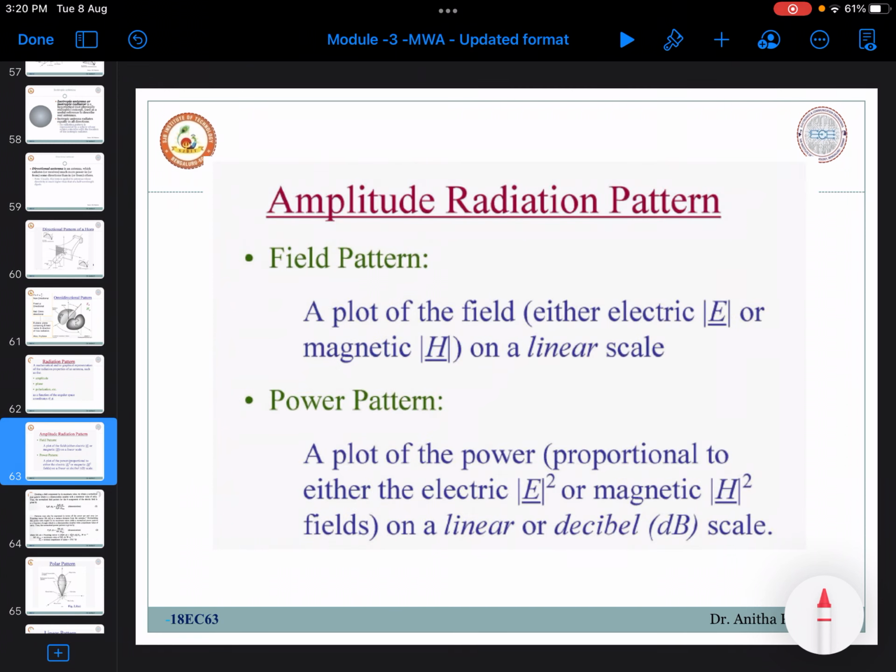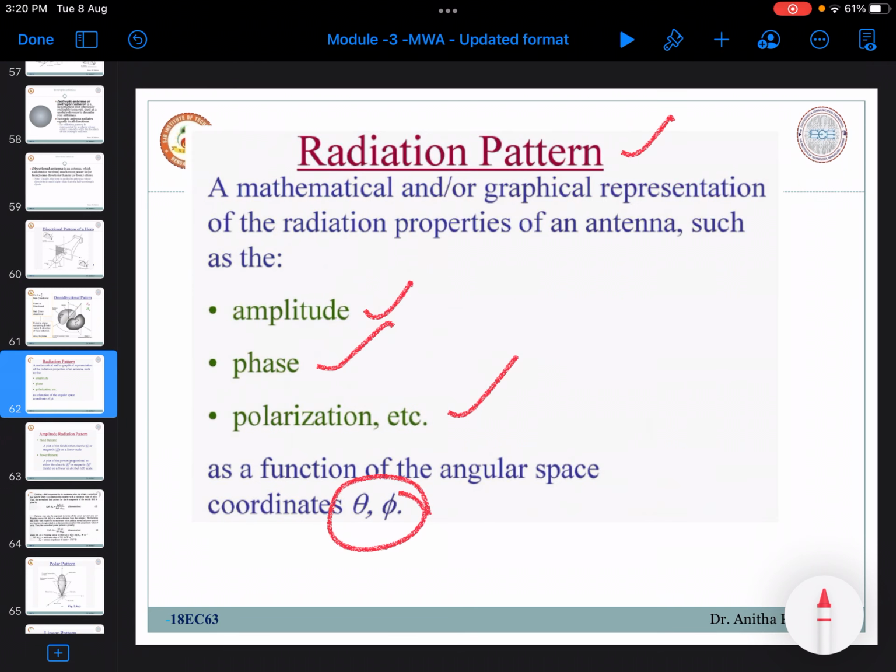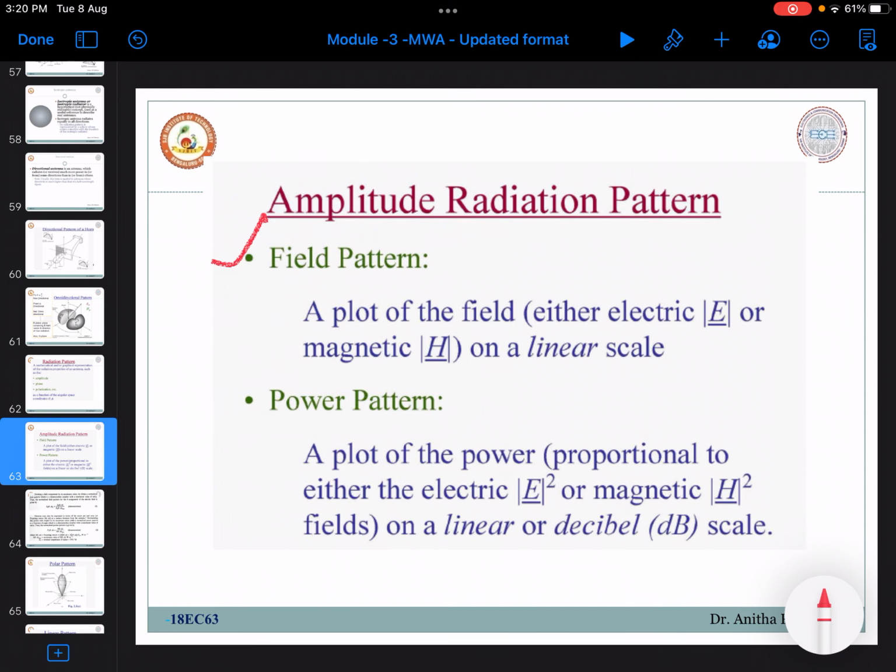Coming to the first one, amplitude radiation pattern. Majorly we'll be focusing on the amplitude radiation pattern. Amplitude pattern is again classified into field pattern and power pattern. Field pattern means you are plotting the electric field or magnetic field intensity on a linear scale, whereas in power pattern you are plotting the power, which is nothing but electric field squared or magnetic field squared, on a linear scale or a decibel scale. Any one of those is possible.